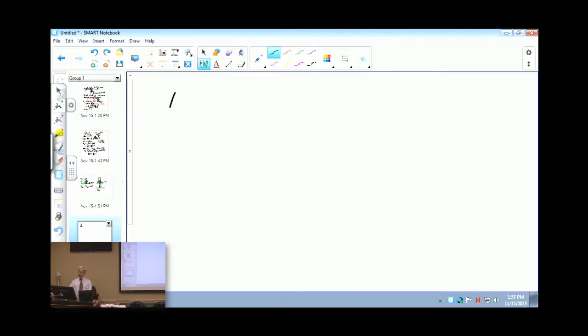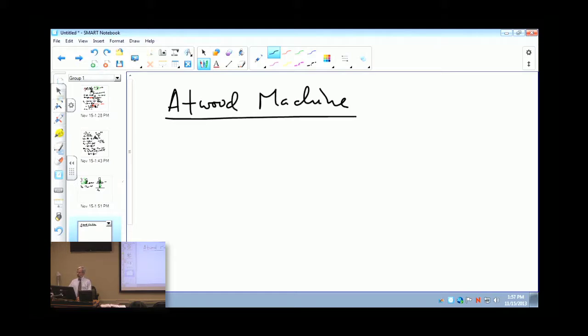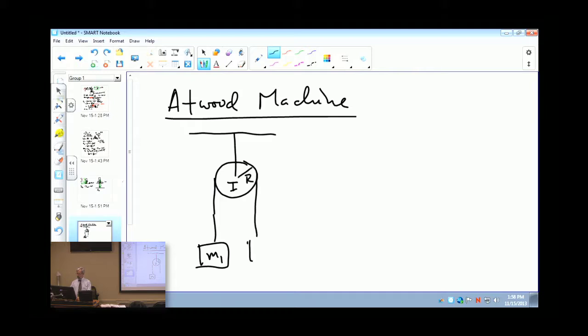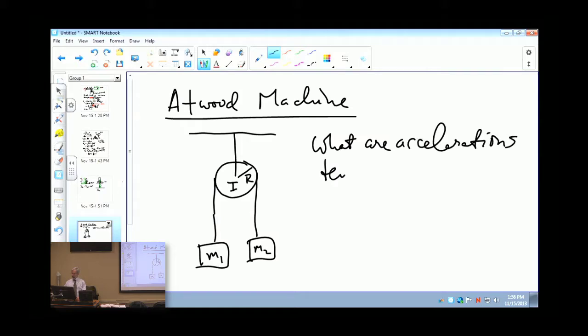Okay, so we're going to do the Atwood machine again. But this time we're going to do it through forces, not through the work-energy theorem. We're going to do the whole problem in terms of all the forces. And we're going to say that the two masses are different, and the pulley has a moment of inertia and a radius r. And the question is, what are the accelerations? And how about the tensions in the rope? What are the accelerations and tensions?